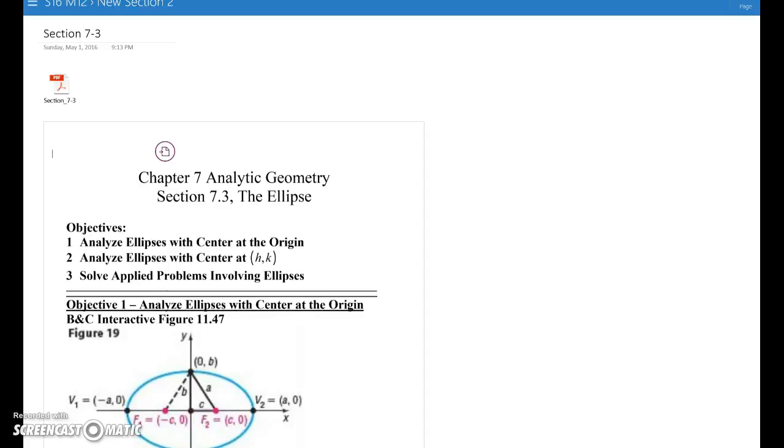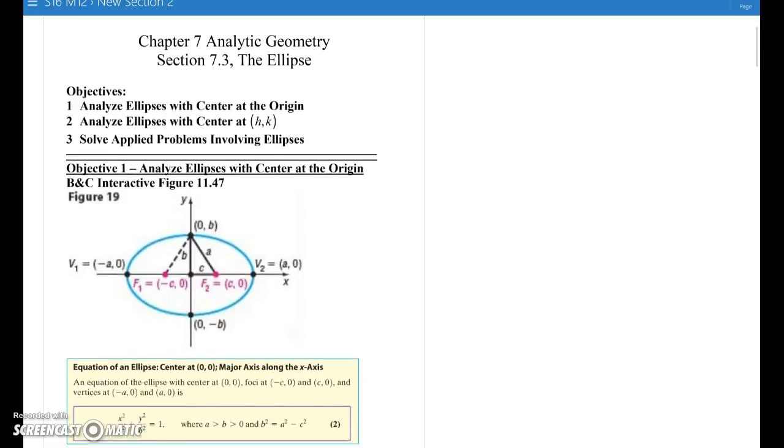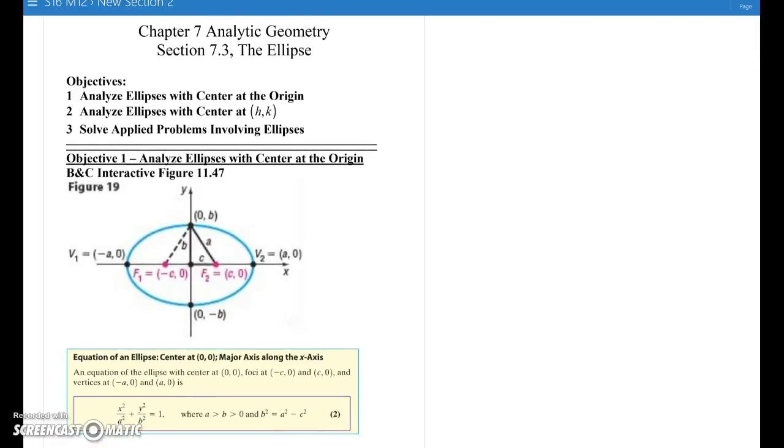So I want to talk a little bit more about 7.3. We'll talk about this in class, but so that you can have a preview. The ellipse is the topic of 7.3, and as with the parabolas that we talked about in 7.2, we're first going to have the important point of the center. It was the vertex for the parabola, but for the ellipse the center will be at the origin, and then we'll let the center move to the point h, comma, k.